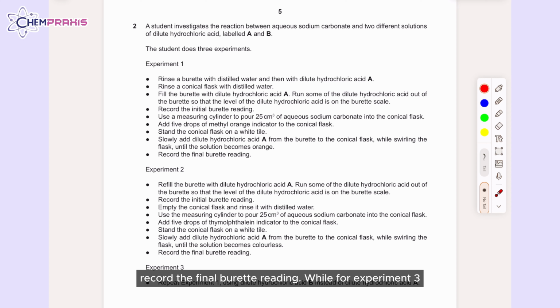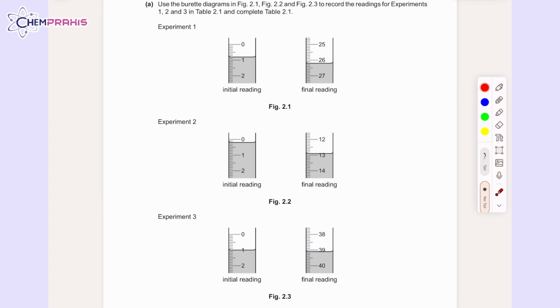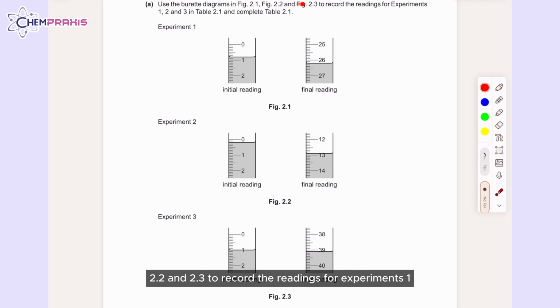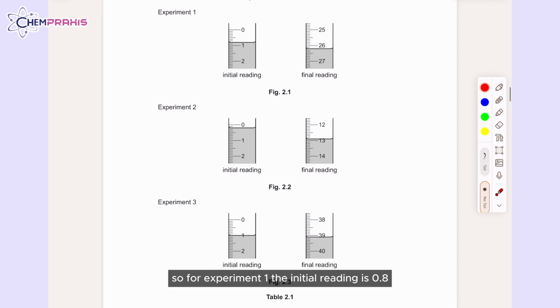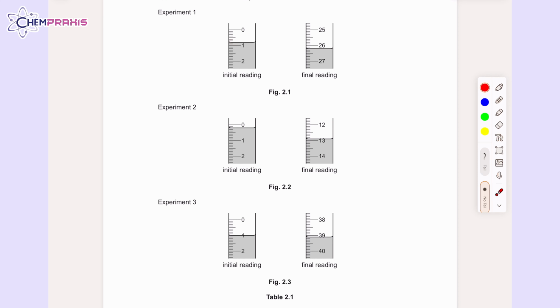While for experiment 3, repeat experiment 1 using dilute hydrochloric acid B instead of dilute hydrochloric acid A. For the next question, use the burette diagrams in figure 2.1, 2.2 and 2.3 to record the readings for experiments 1, 2 and 3 in table 2.1 and complete table 2.1. So for experiment 1, the initial reading is 0.8 and the final reading is 26.2.